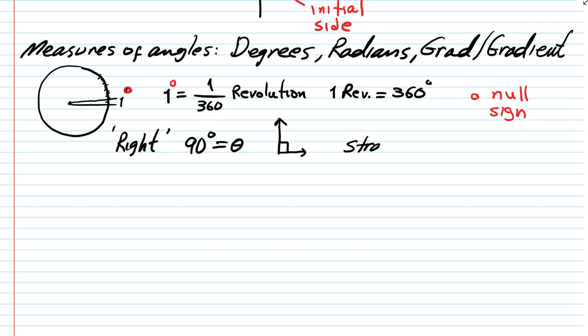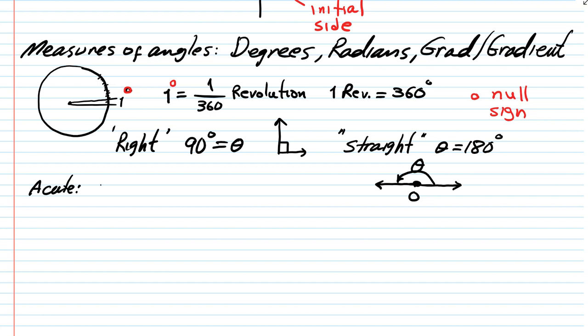Or we could have a straight angle. Straight angles are the ones where the angle is 180 degrees. Here's your initial side. The terminal side is to the left of this point O, so there's the measure of the angle theta. It's a straight angle. Okay, the angles could be acute. Acute angles are those that are between 0 and 90 degrees, exclusive of both. If it's exactly 90, then it becomes a right angle.